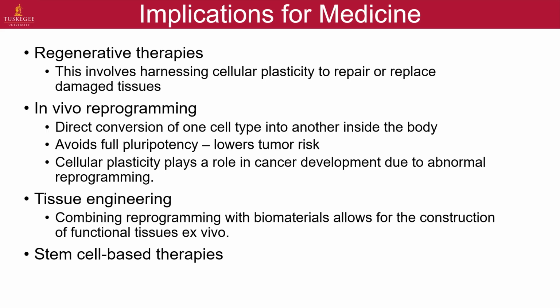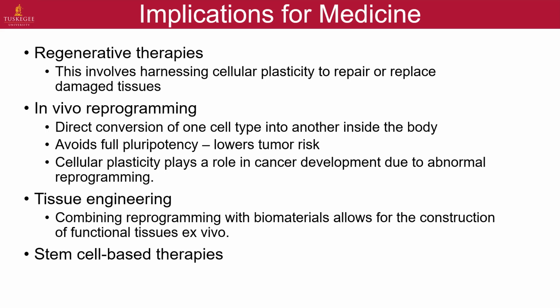All these advancements in cellular plasticity have different implications, specifically in medicine and disease study. One of them is that cellular plasticity has been applied in understanding regenerative therapies, which involves harnessing cellular plasticity to repair or replace damaged tissues. It is also starting to be applied in in vivo reprogramming, which involves direct conversion of one cell type into another inside the body. This is mainly done by avoiding full pluripotency, therefore lowering tumor formation risks.